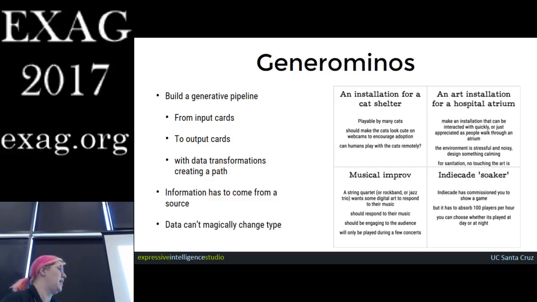I also, not in this deck, have a deck of idea cards, grant cards. You can use this to play grants against the humanities, where one person draws a grant card, and then the other players have to construct a grant proposal, and then they decide which one wins the grant proposal. All of the cards in the deck and all of these cards are taken from actual real-world examples of interactive generative art.